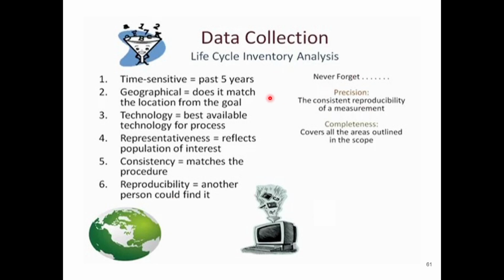And in this aspect we should not forget two things: one is precision and one is completeness. Precision is basically the consistent reproducibility of a measurement. Anyone doing that measurement should get the same value. And completeness is covering all the areas outlined in the scope. That is a comprehensive study of the goal and what is outlined in the scope, so we are covering every aspect.